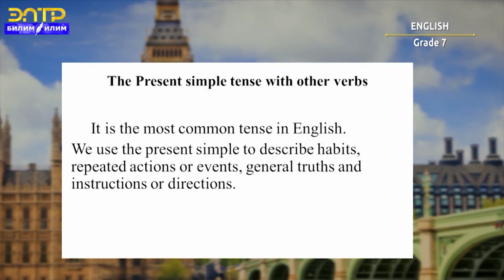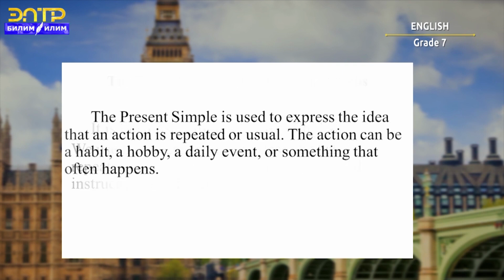The present simple tense with the other verbs. The present simple tense is the most common tense in English. We use the present simple to describe habits, repeated actions or events, general truths, and instructions or directions. The present simple is used to express the idea that an action is repeated or usual. The action can be a habit, a hobby, a daily event, or something that often happens.